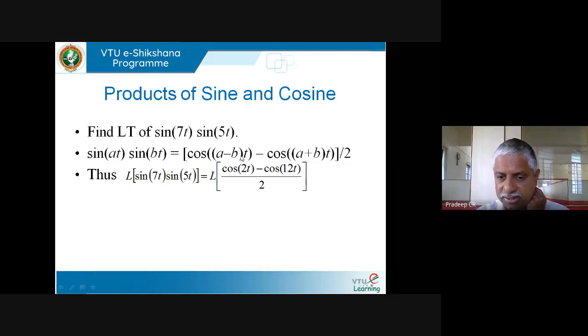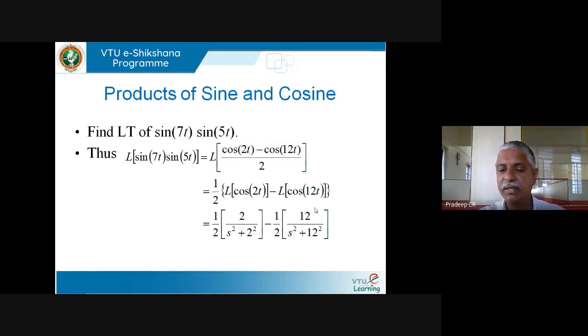So Laplace of this, I can pull half out. In fact, I'm going to write this down in two terms. I'll pull out half and write Laplace of cos 2t minus cos 12t as Laplace of cos 2t minus Laplace of cos 12t. Both I know how to find. The half I'll keep as it is. Laplace of cos 2t is s by s square plus 2 square, minus s by s square plus 12 square, all times half. So this is the final answer, for Laplace of sin 7t sin 5t.